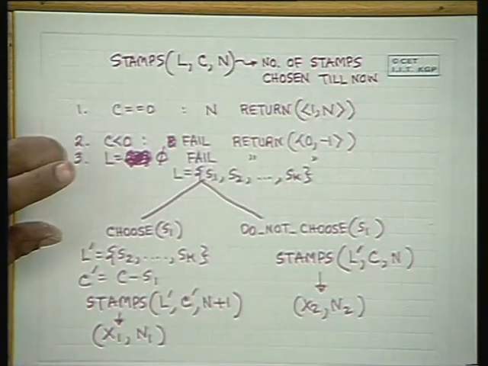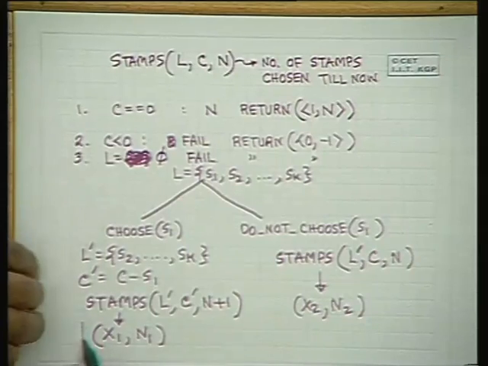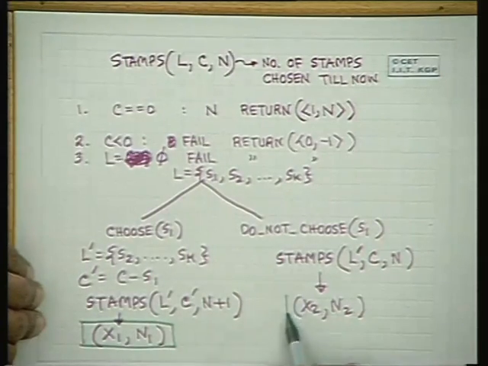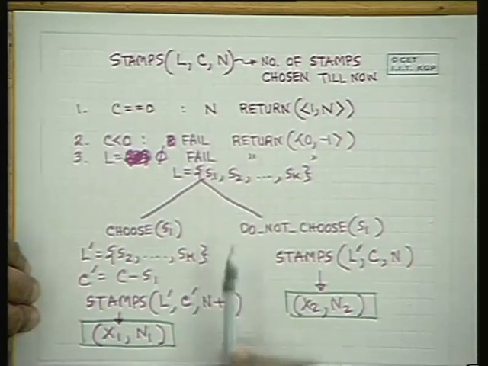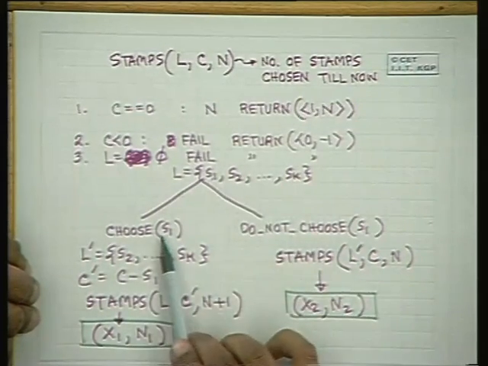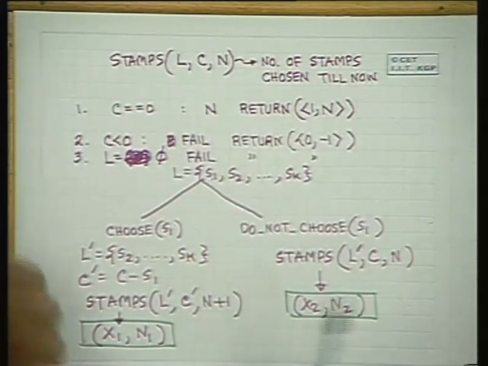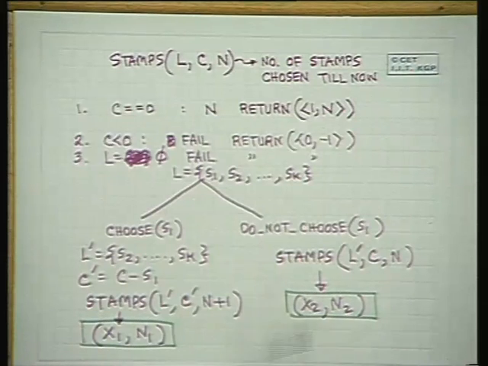So these are the only two options I have at my disposal. I can either take S1 or not take S1. I could have done it for any one of these, but I can just choose one of them and do it. There are other decompositions, but this is the one which we are taking. Now I compare these two. These are the two recursively decomposed solutions that I have obtained.